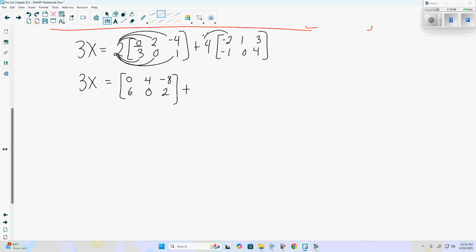Plus, here we're going to distribute the 4, do the exact same thing. 4 times our -2 is -8. 4 times our 1 is 4. 4 times 3 is 12. Distribute through the bottom. 4 times -1 is -4. 4 times 0 is 0. 4 times 4 is 16.